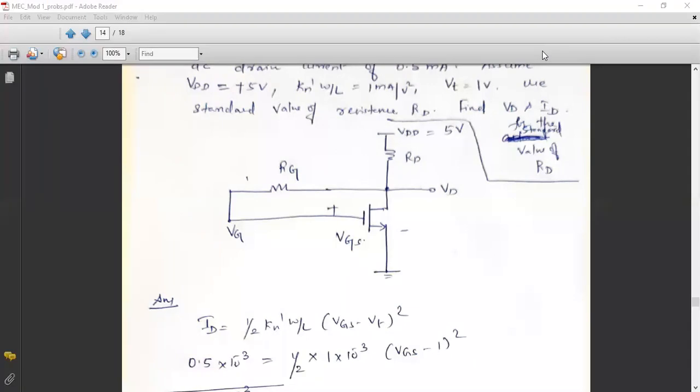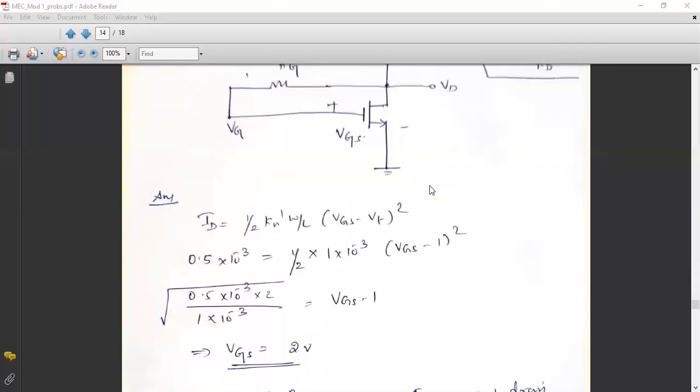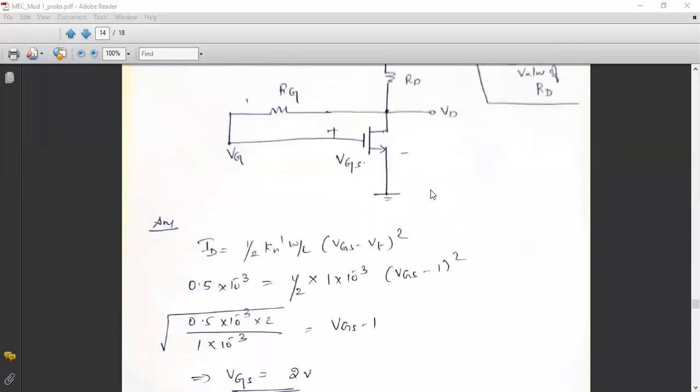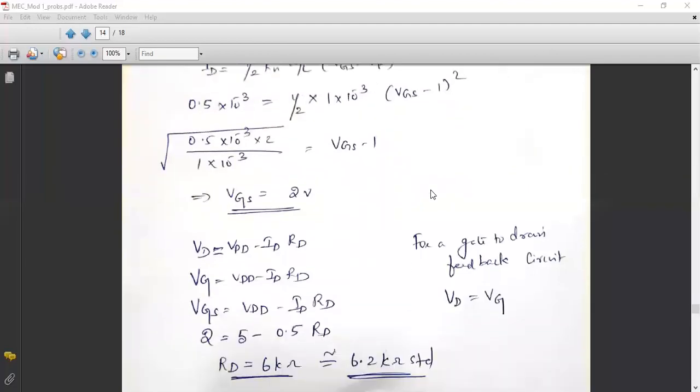Very good. Yes, VGS is 2 volt. Fine. After finding VGS, what is VD? VD is same as that of VG or VGS. So VD can be considered as 2 itself. Okay, so this is equal to VD.